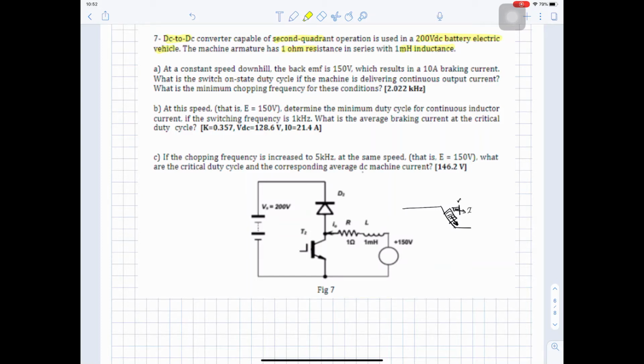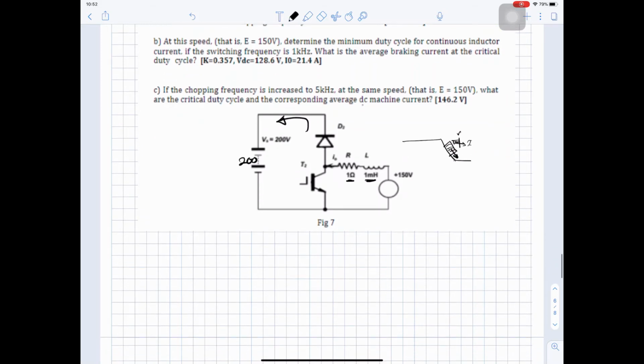So you are going downhill at constant speed. The back EMF is 150, and the braking current, okay, highlight this, it's a braking current. Braking means it's going in backward. So the battery is 200, the back EMF is 150, the inductance is 1 millihenry, resistance is 1 ohm. And we need to find the duty cycle if the current is continuous output current.